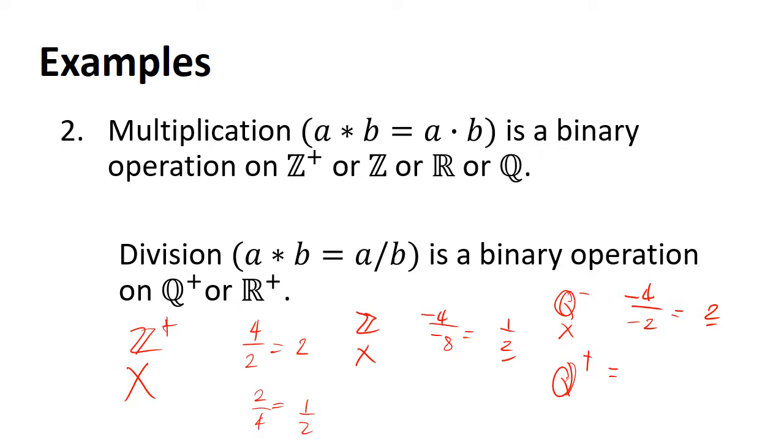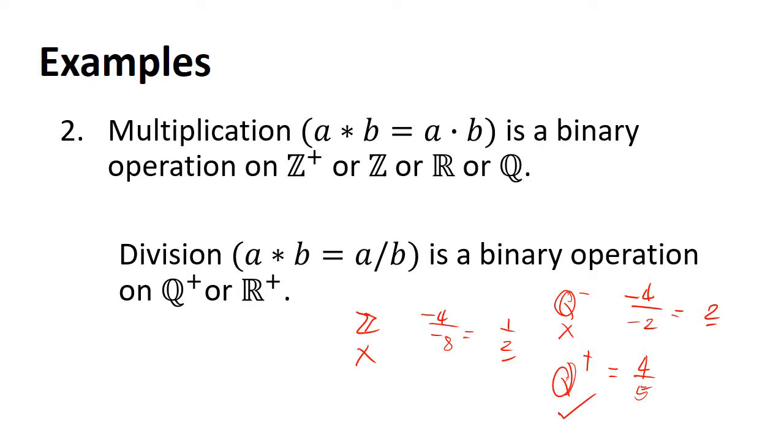On the set of positive rational numbers, yes, when you divide two numbers that are positive, you always get a positive number, right? And since it is a set of rational numbers, integers and fractions and decimals belong to this set. So on the set of positive rational numbers, division is a binary operation.